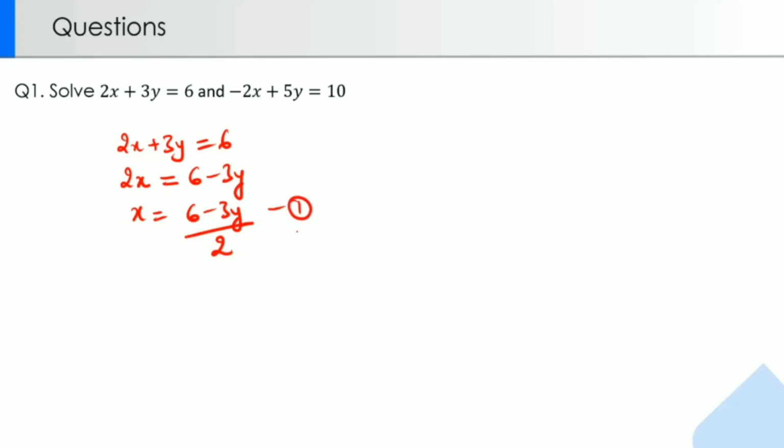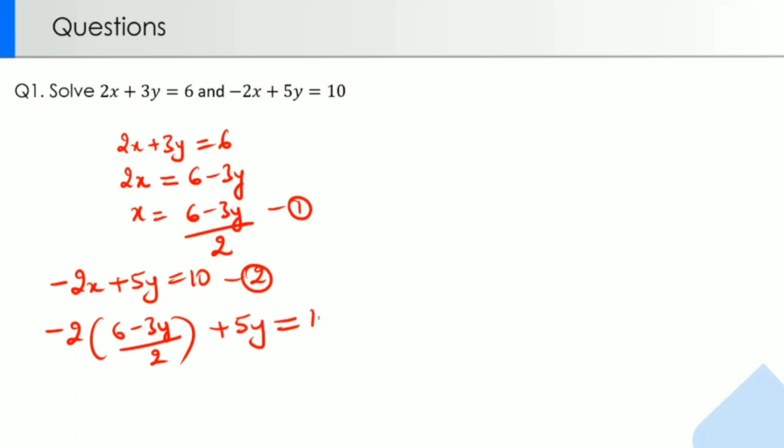Let me take this as my first equation. Now the other equation given to me is minus 2x plus 5y equals 10. This is the second equation. So you are going to substitute the value of x from equation 1 into equation 2. So we have minus 2 times (6 minus 3y) over 2 plus 5y equals 10. This 2 and 2 get cancelled. Let us open this bracket. So it is minus 6 plus 3y plus 5y equals 10. So we get 8y equals 16 and y equals 2.